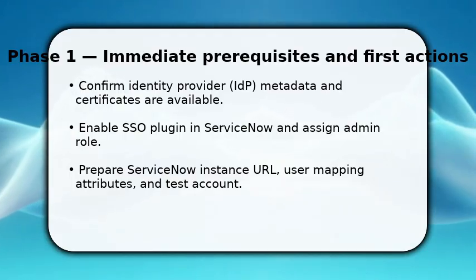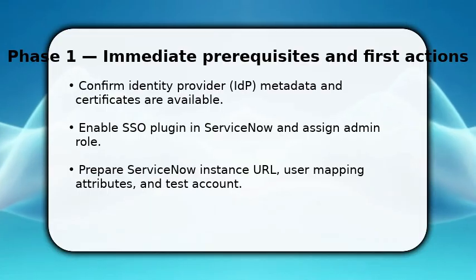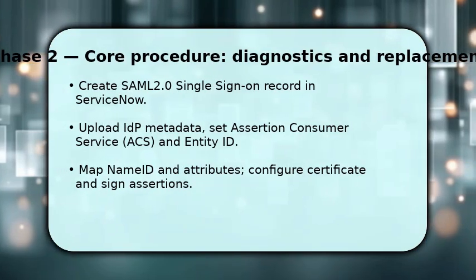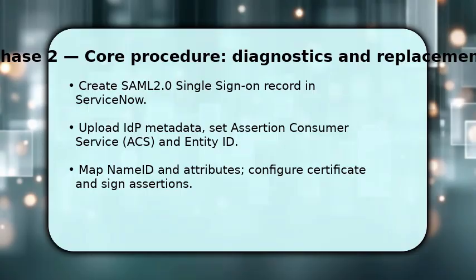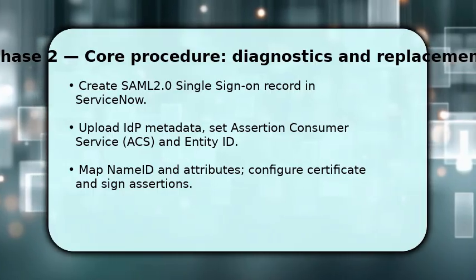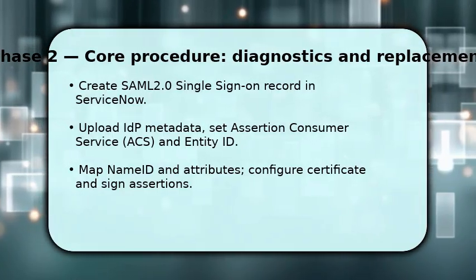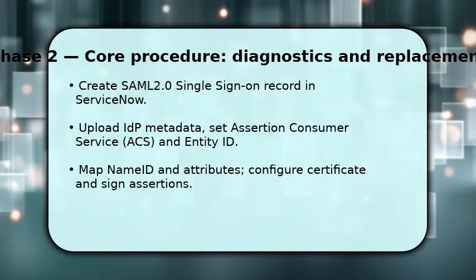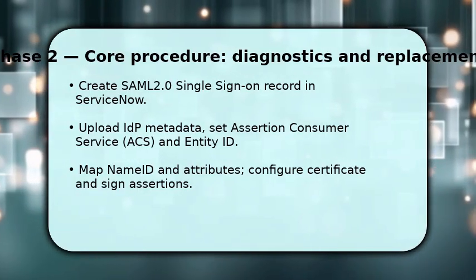You now configure the SAML record in ServiceNow. Create a new SAML2 single sign-on entry, paste the IDP metadata, and confirm the ACS URL and entity ID match what the IDP expects. Set the certificate used to validate signatures and choose whether ServiceNow will sign requests.